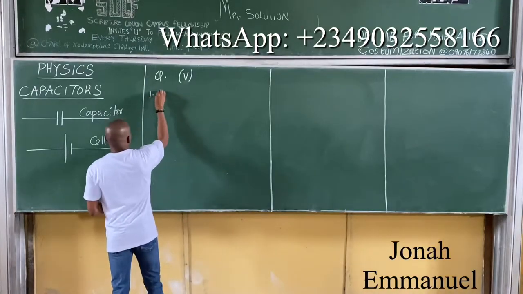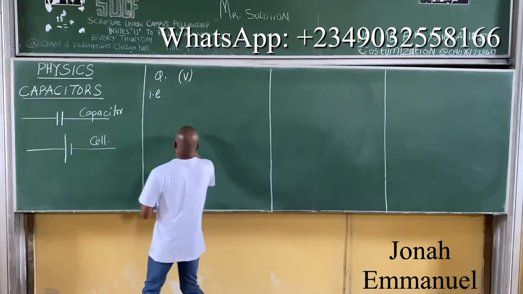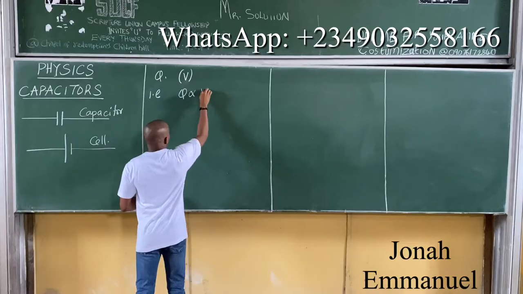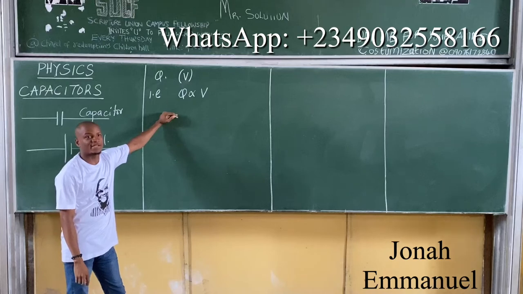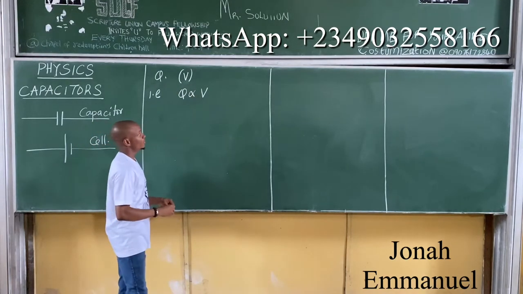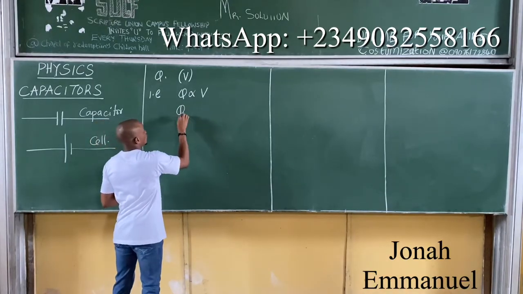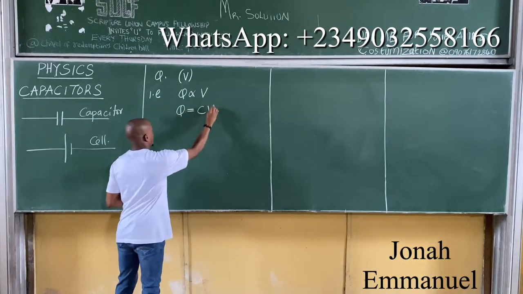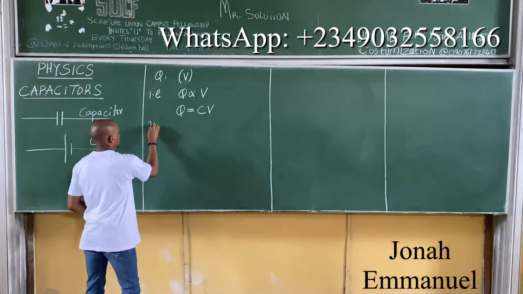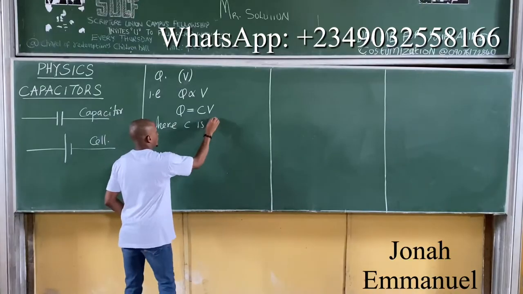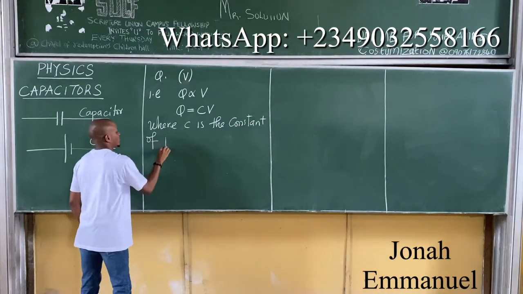That is, you're saying that Q is directly proportional to V. Next up, in mathematics or in science, if I have this proportionality sign, take it off and introduce a constant. In this case, I have that Q is equal to C times V. I have that Q is equal to CV, where C is the constant of proportionality.